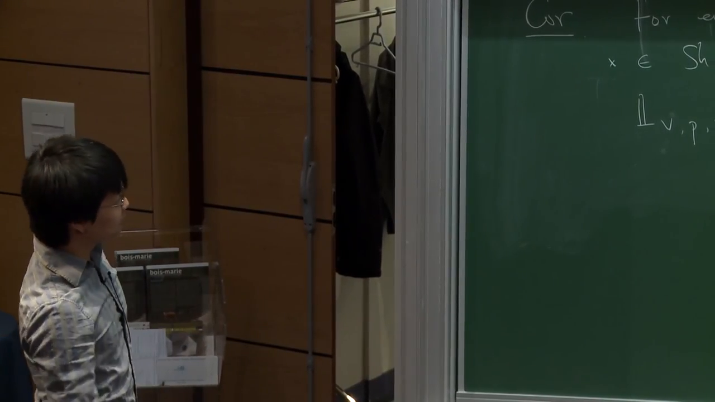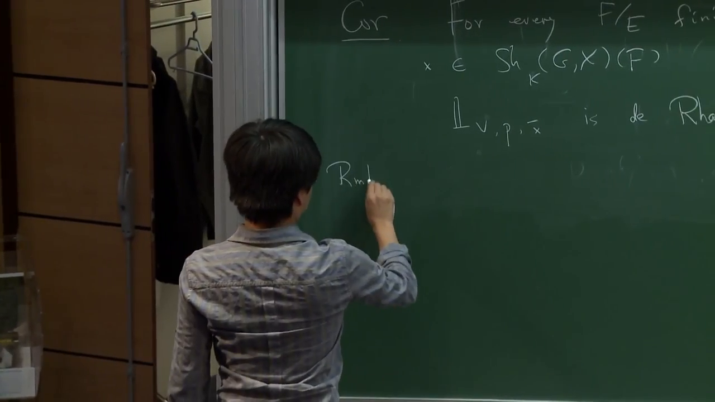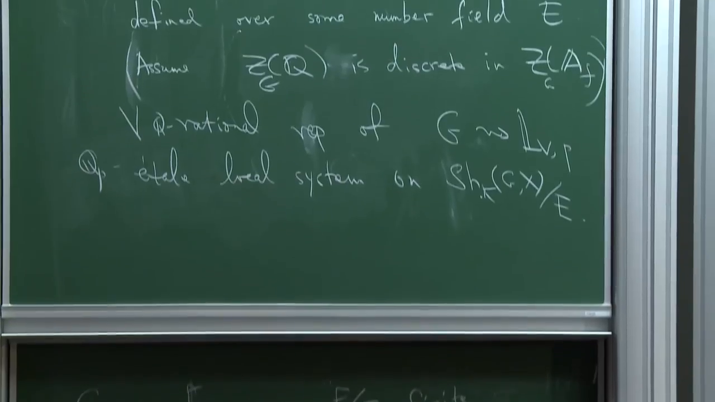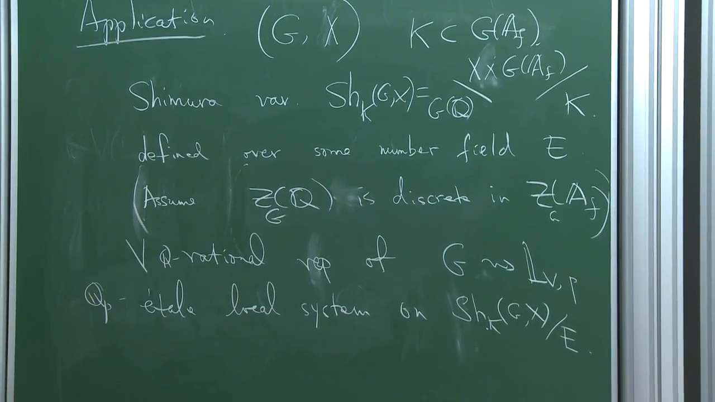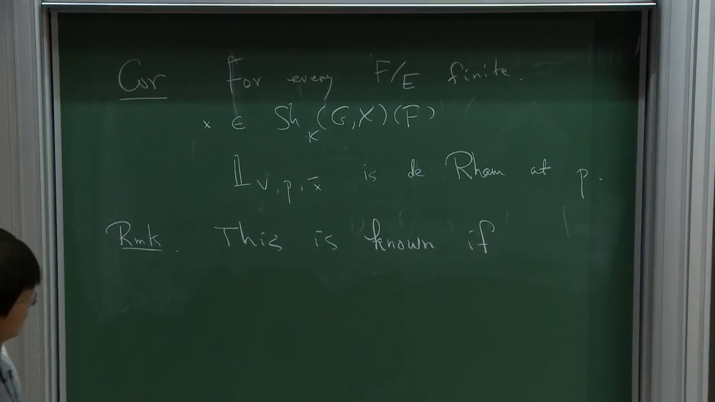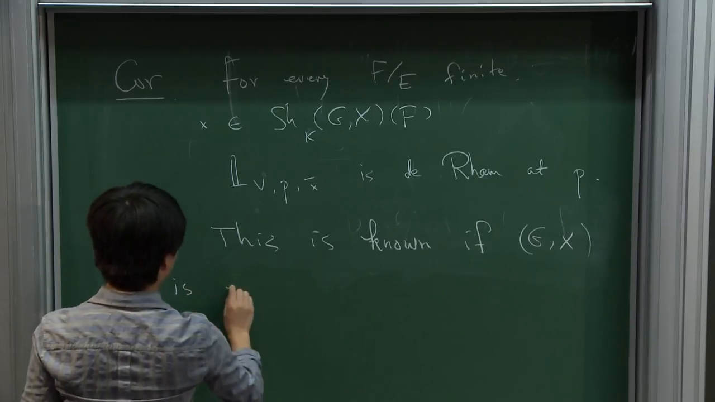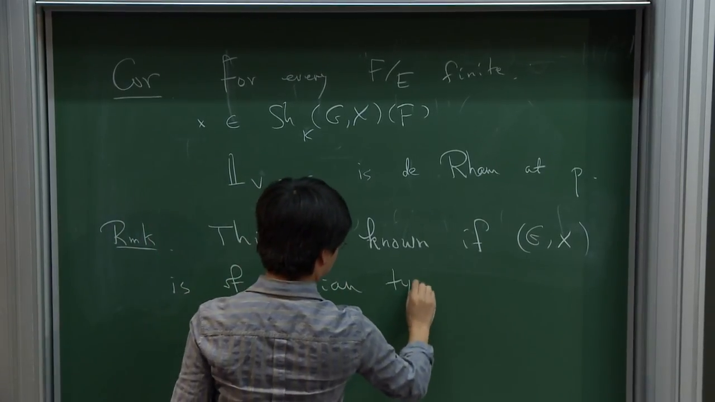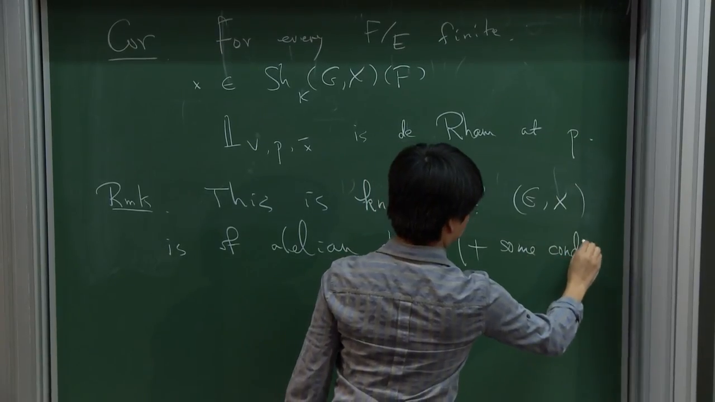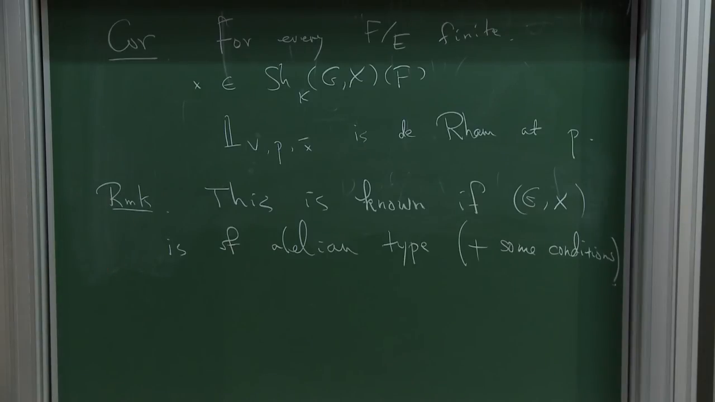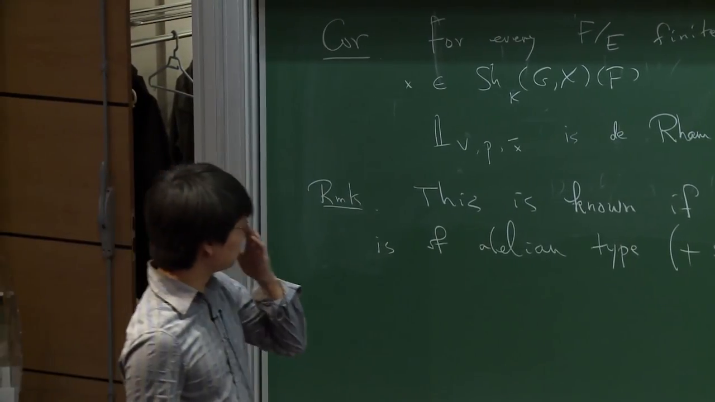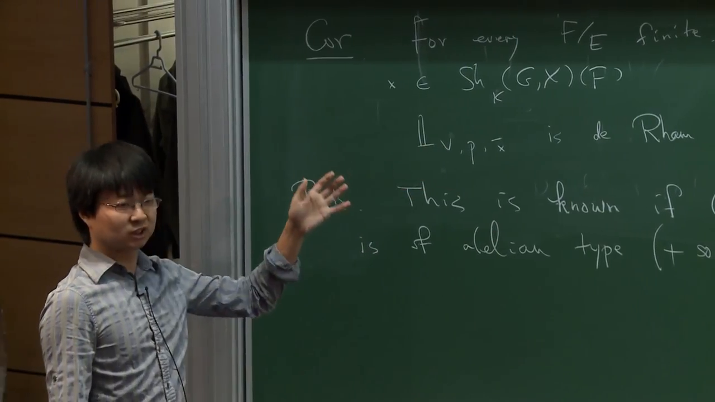I should say again, there's a remark. This corollary is not new if the Shimura variety is some special kind of Shimura variety. Namely, this is known if G, X is of abelian type plus some conditions, because in this situation it is known that the corresponding Shimura variety just parameterizes certain abelian motives, namely those motives appearing in abelian varieties, and these local systems are just the local systems of their p-adic realizations.